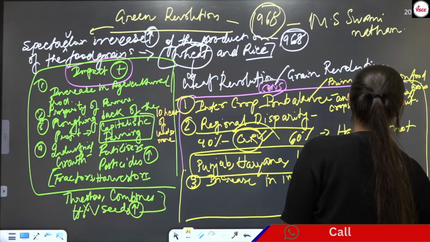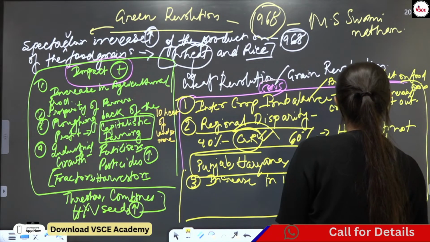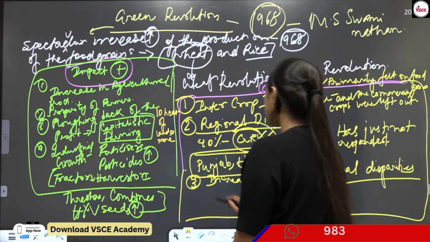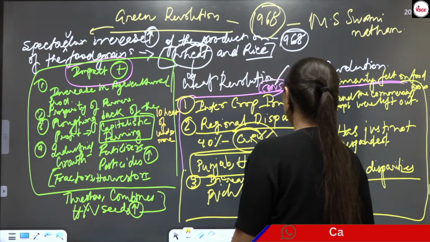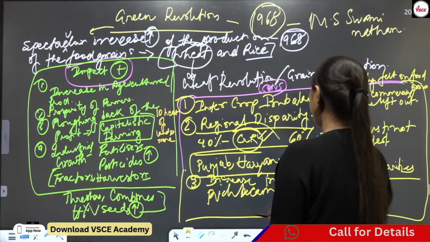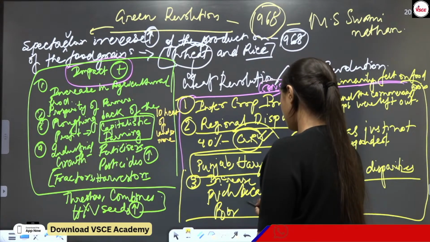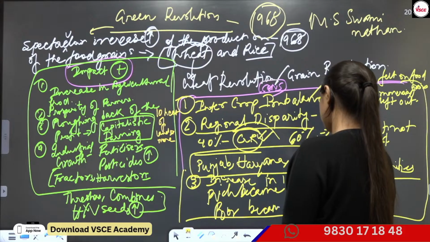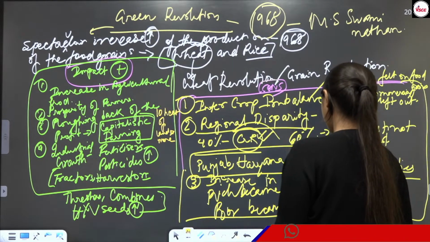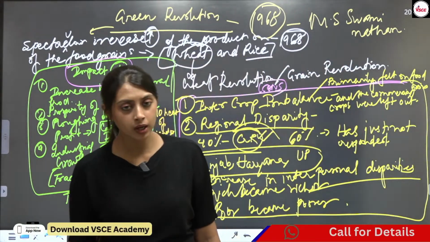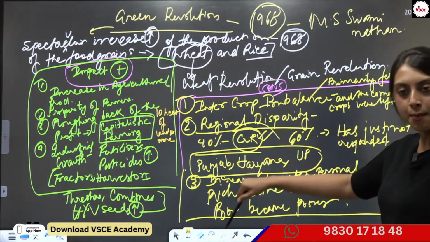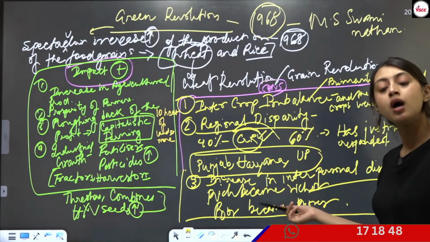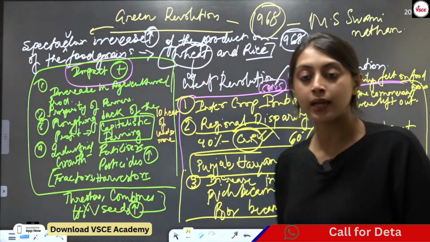Increase in interpersonal disparities. What did I say? Rich became richer, poor became poorer. How? What do you mean by that? It meant that the rich farmers who were able to reinvest the amount were becoming richer. People who had more than 10 hectares of land were becoming richer.